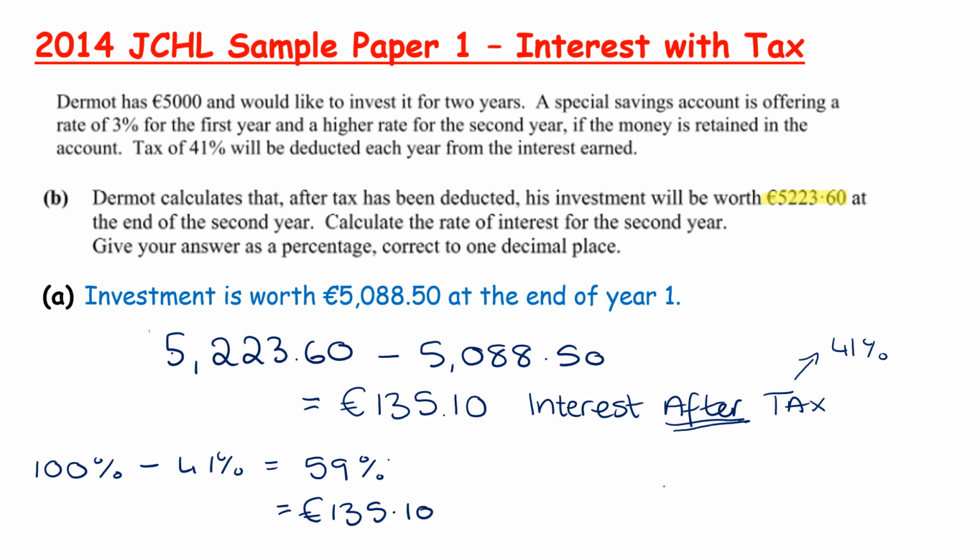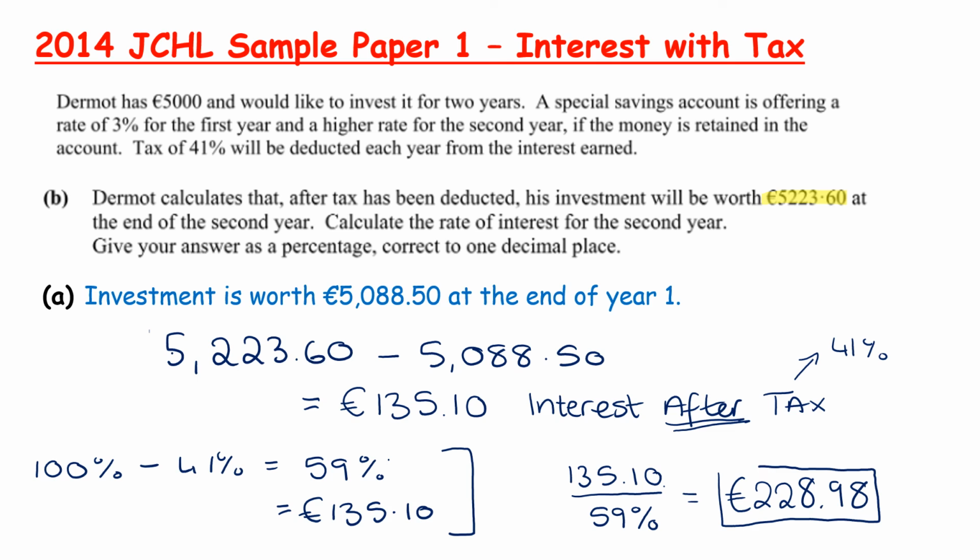In order to know the actual interest amount, we need to find 100%. I go through this in a lot more detail in the VAT video, which is linked below, and a little bit in our percentages video. So I'm going to use my shortcut: I want 100%, so I divide 135.10 by 59%, or 0.59 if you prefer, and we end up with €228.98, and this was the amount of interest. So forget about the tax, just the interest.